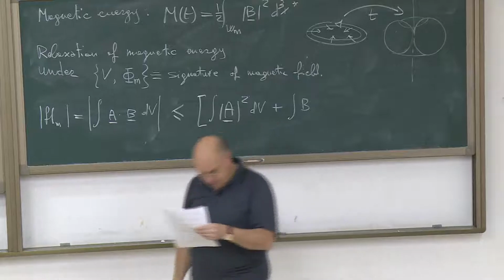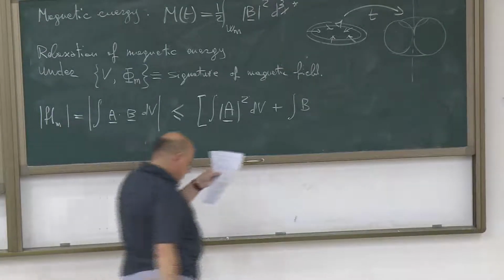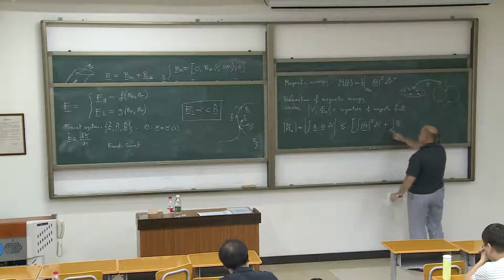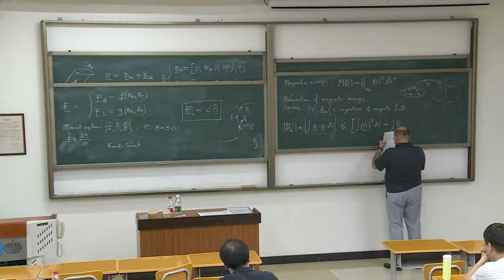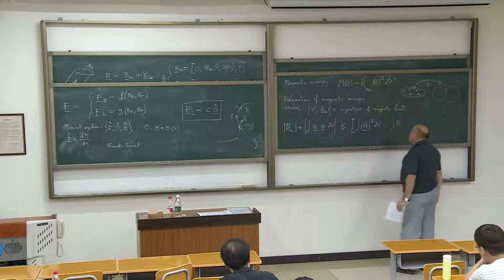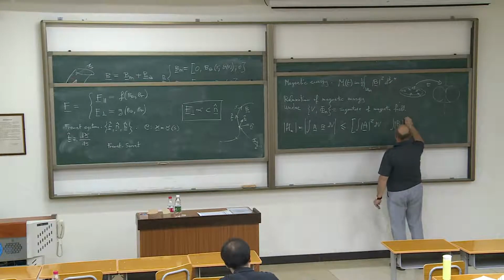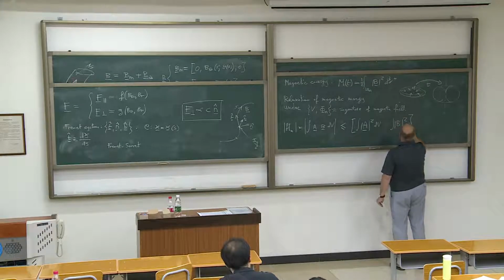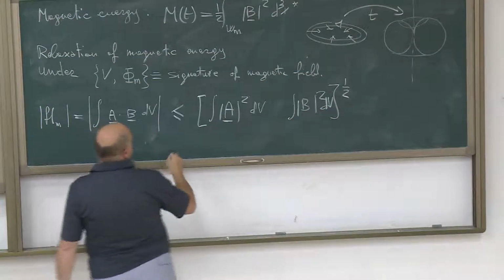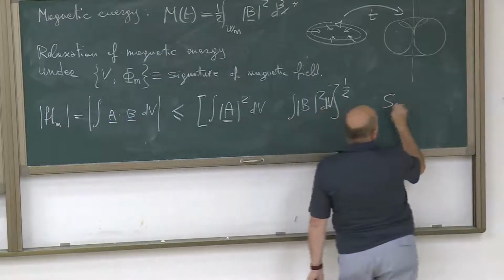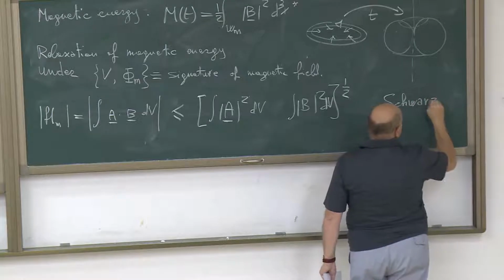I'm distracted by the fact that in my notes I spotted a mistake, a typo. There is a plus missing. Sorry for this. Plus, no, there is no plus. That's correct. Times B squared, Schwarz inequality, to a half. Okay? So this is the Schwarz inequality.